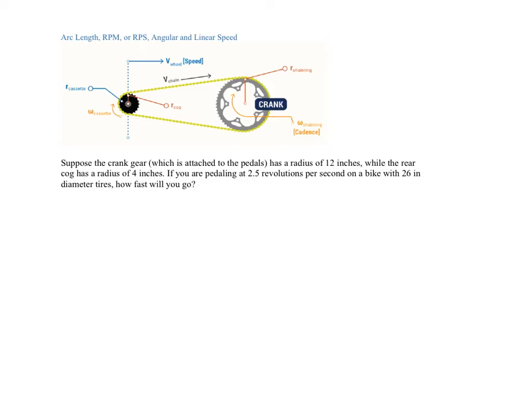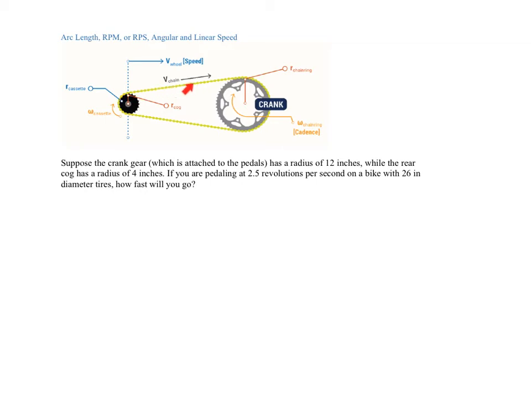Hi, this is Mrs. Villette, and I'm going to show you a problem having to do with arc length, revolutions per minute or revolutions per second, and angular and linear speed. So this is a diagram taken from a bike racing website, and what it shows is the crank, which is what the pedal is attached to, a chain that is connecting that crank to a rear cog or one of the gears on the bike.